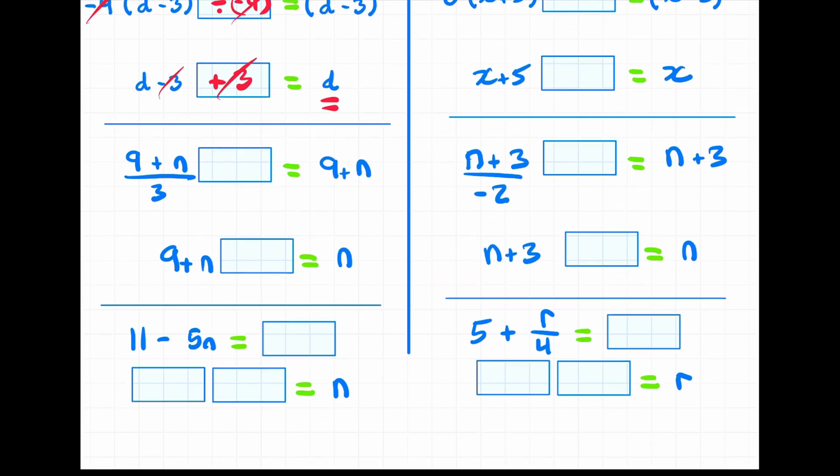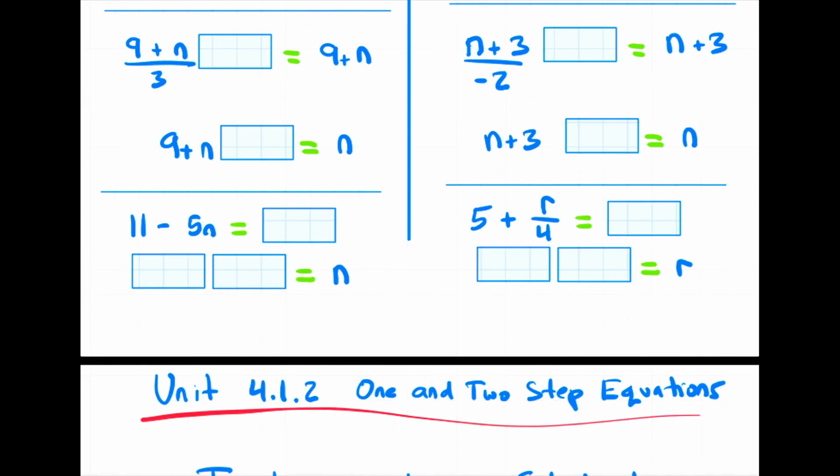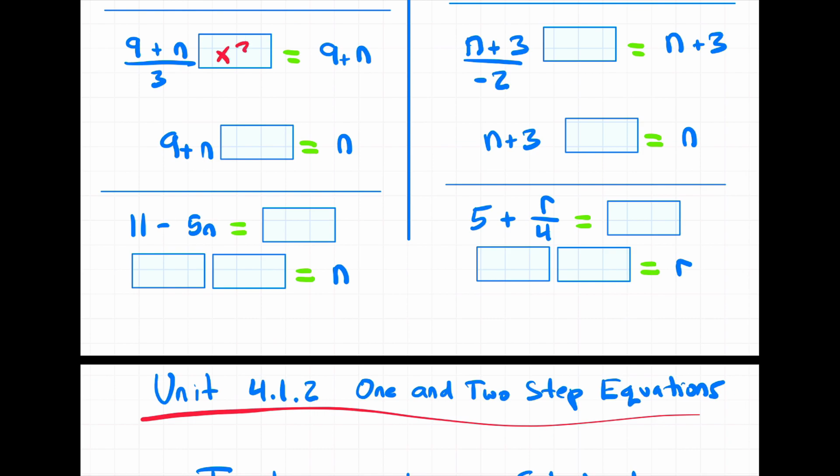Okay, and the third example says that we have 9 plus n over 3, or 9 plus n divided by 3. And whenever we have a fraction, we always want to deal with whatever is on the bottom first. We want to get rid of that denominator. So as it's saying divided by 3, the inverse operation is going to be to multiply by 3. They will cancel each other out, leaving us with 9 plus n equals 9 plus n.